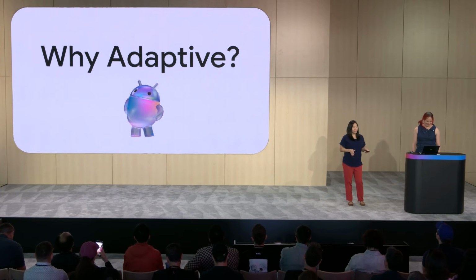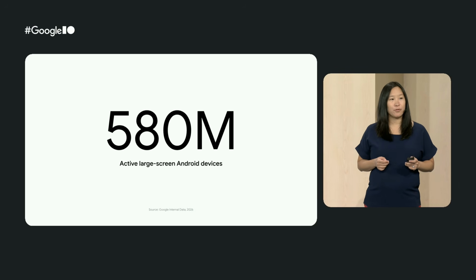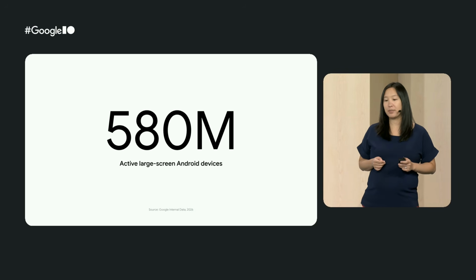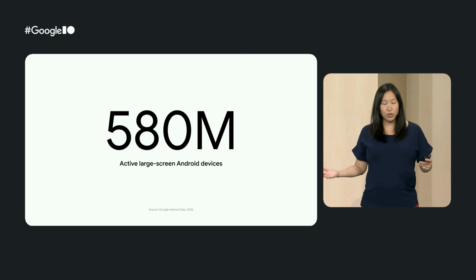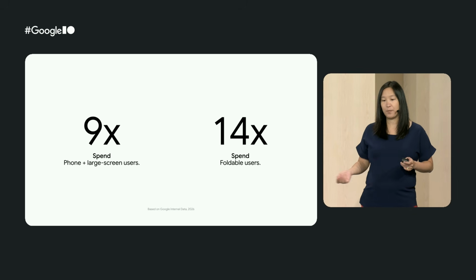Let's start with a brief overview of the ecosystem and where it's headed. The Android device universe is no longer a phone-only story. Users are buying into ecosystems using multiple Android devices, and they expect your app to follow them without missing a beat. There are now over 580 million large-screen active devices that benefit from investments in adaptive apps. And as we expand the surfaces that your apps can run on, that number continues to grow.